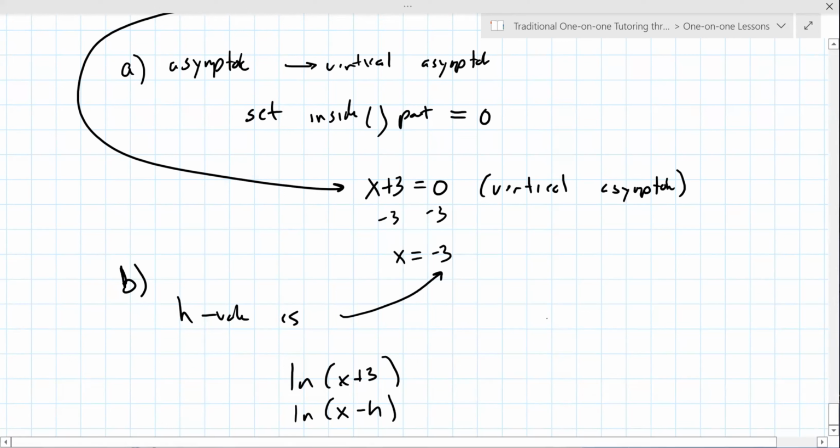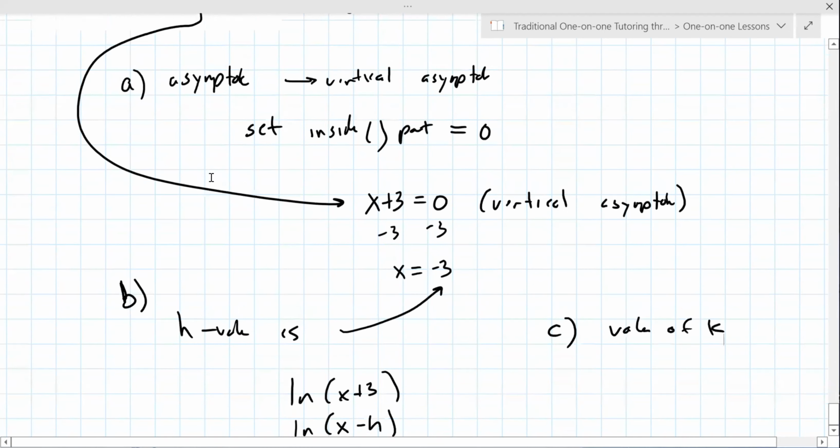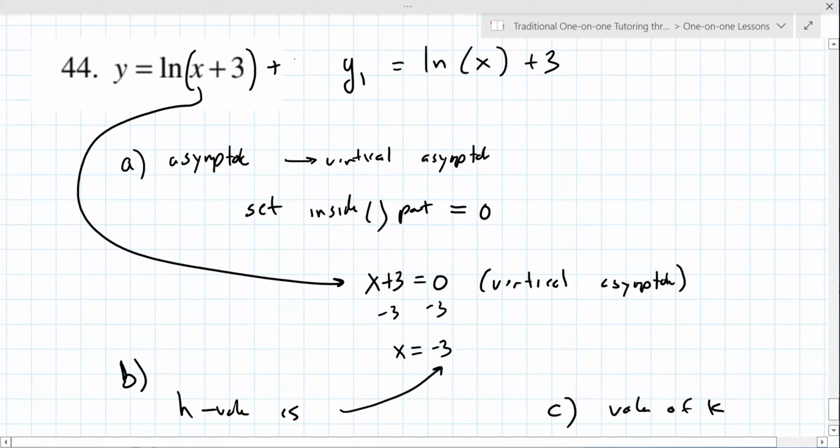C is the value of k. So C, value of k, that's the number that's not written. So let's say there was a plus 4. That would be your value of k. So the way I had it first written, it would have a value of k. This one doesn't.